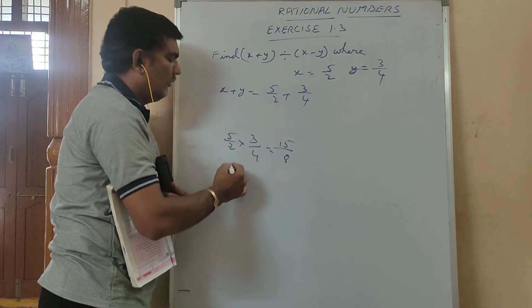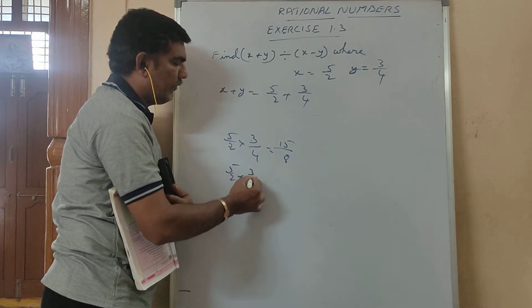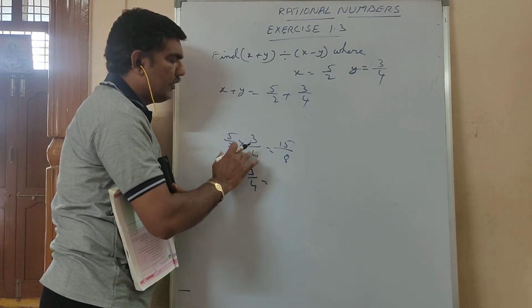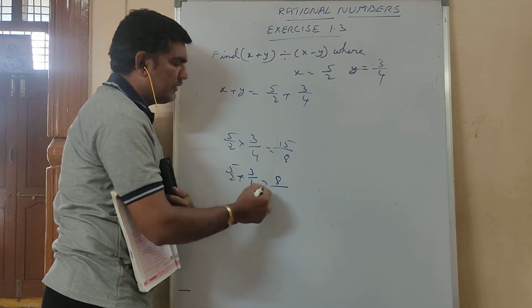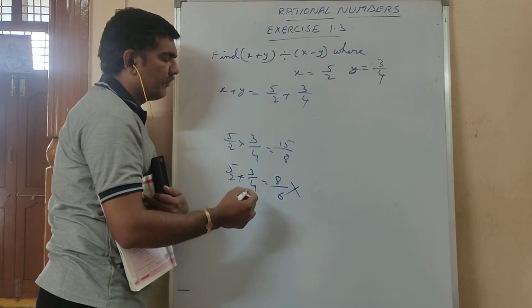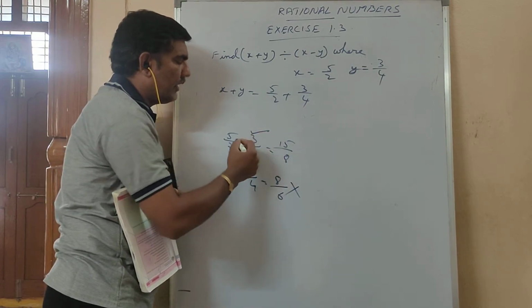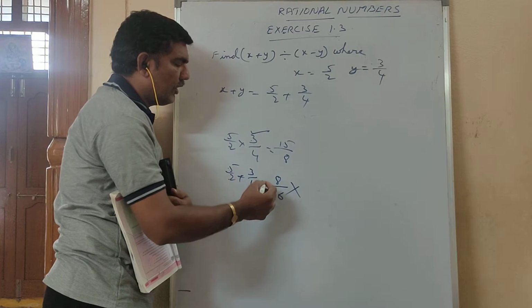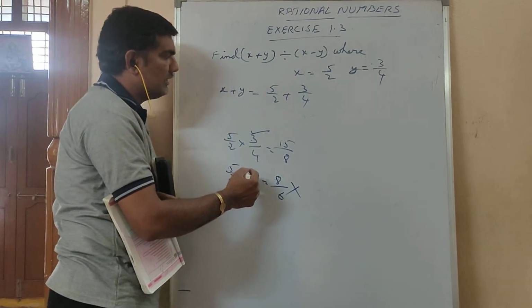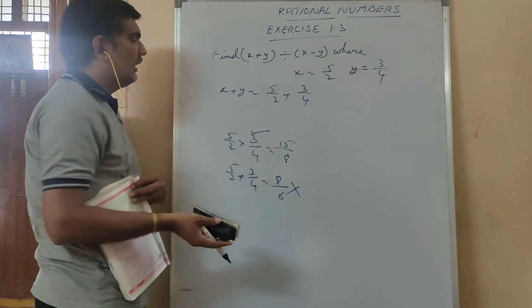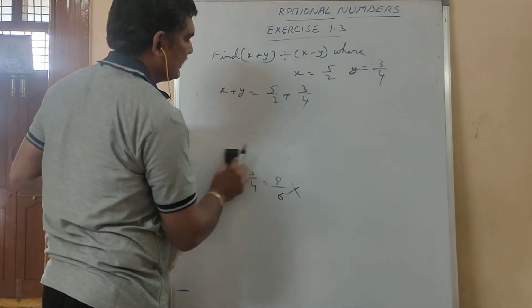But for 5 by 2 plus 3 by 4, if you are habituated and write 5 plus 3 is 8, 2 plus 4 is 6, this is wrong. Like this you can do for multiplications, but you should not do it for additions. For addition you have to do the LCM. LCM, how you have to do, we'll see it.